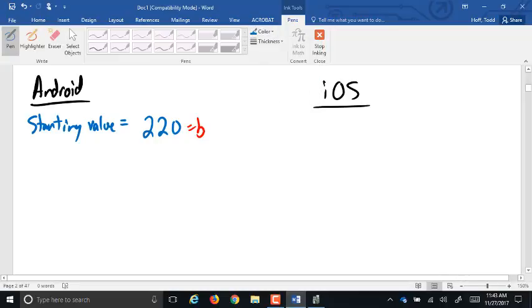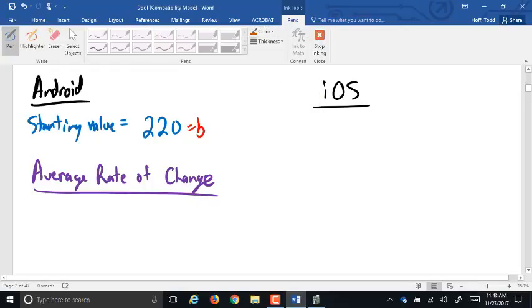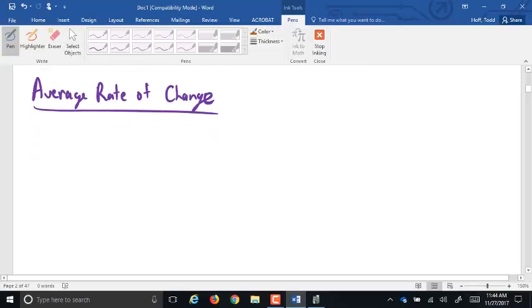Now we need to find the rate of change. It's not going to be exactly the same rate of change every year here because it is real data. It does vary a little bit. So what we're going to find is something called an average rate of change. An average rate of change is the average change per year. So the first thing we have to do is find the yearly change.